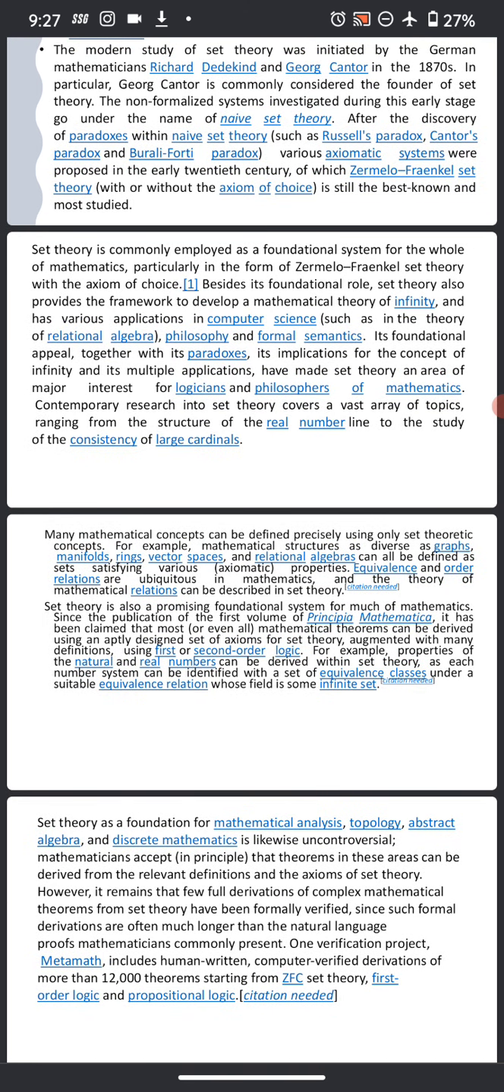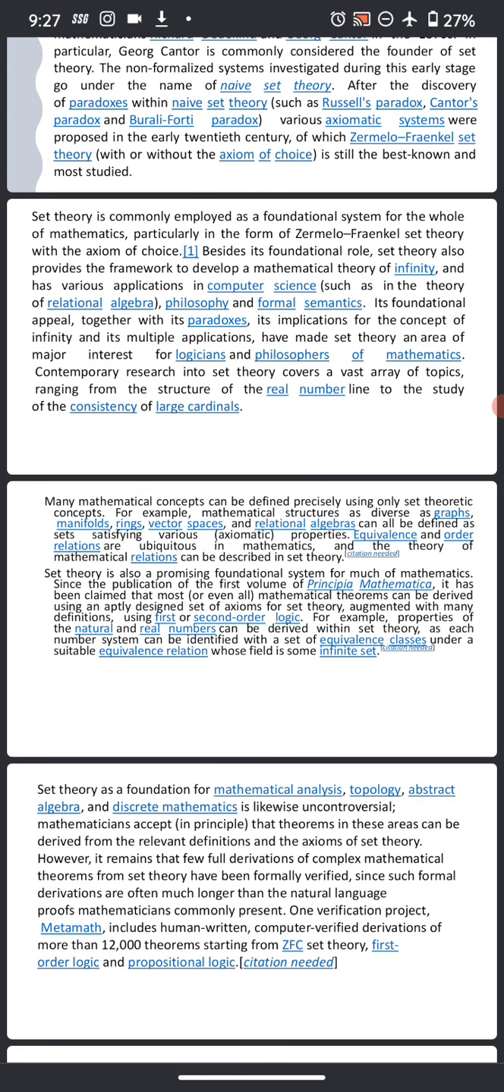Many mathematical concepts can be defined precisely using only set theoretic concepts. For example, mathematical structures as diverse as graphs, manifolds, rings, vector spaces, and relational algebras can all be defined as sets satisfying various axiomatic properties. Equivalence and order relations are ubiquitous in mathematics, and the theory of mathematical relations can be described in set theory. Set theory is also a promising foundational system for much of mathematics.